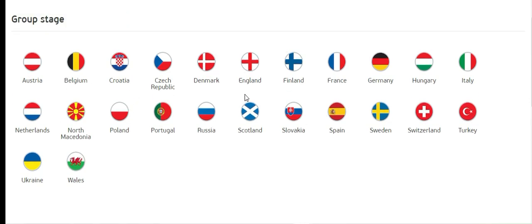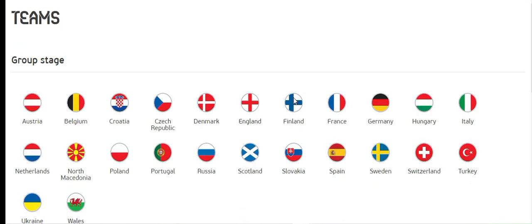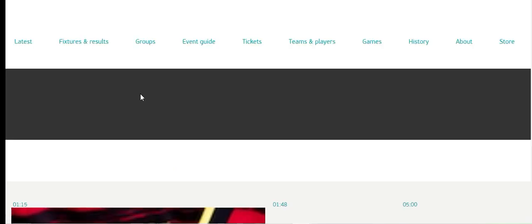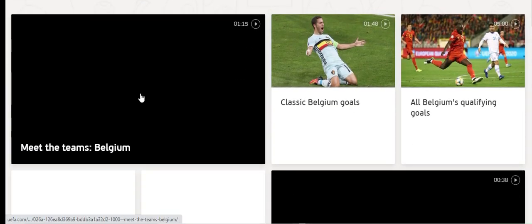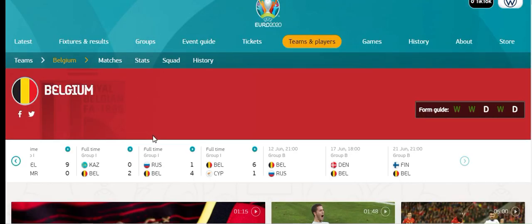Firstly, this is the official website of UEFA I'm using, and I'm checking the stats of the teams going in. Let's start first with Belgium. Their performance heading into the finals has been very impressive. I must say they have been scoring a lot of goals and keeping a clean sheet in most of their matches. Their first game is against Russia, which is not really a tough opponent.